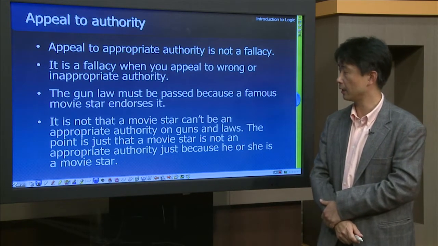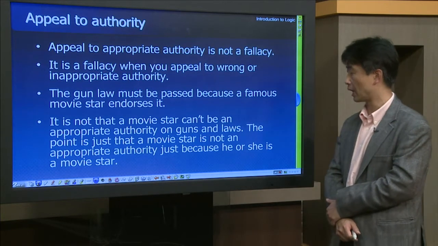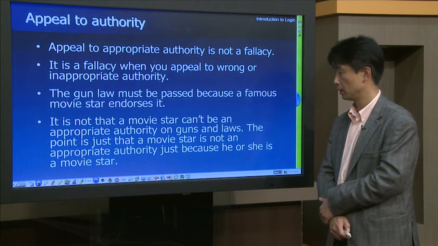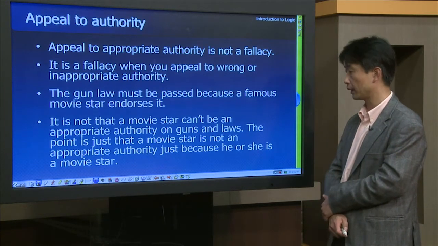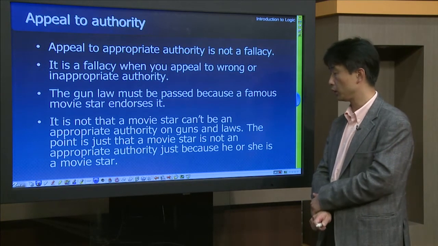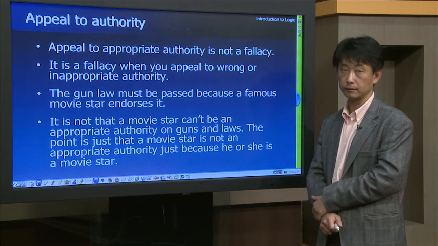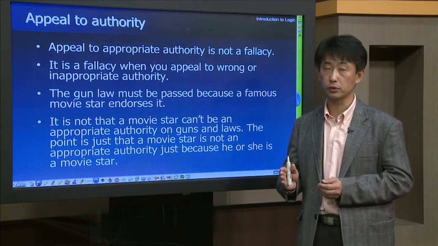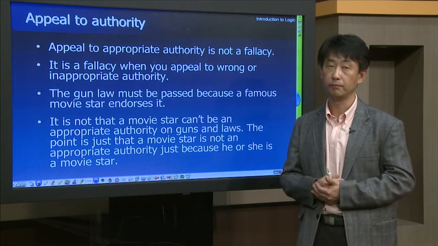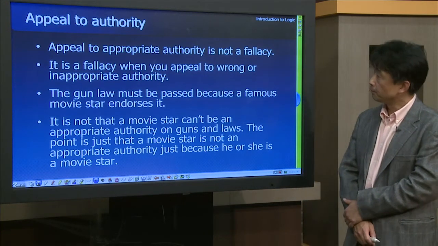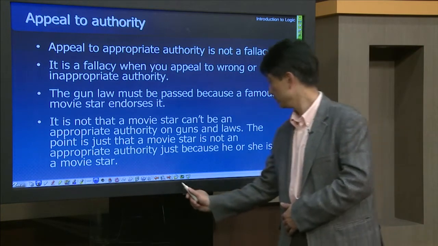This is a fallacy, and I'm not suggesting that a movie star cannot be an appropriate authority on guns and laws. A movie star can be. The point is that a movie star is not an appropriate authority on gun control just because he or she is a famous movie star. Just because the person is a famous movie star doesn't make the person qualified to have a good opinion about gun control. This is appeal to authority.